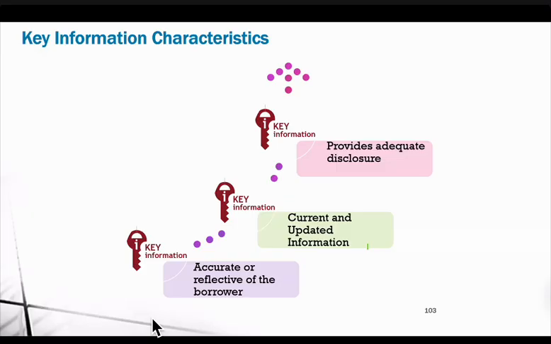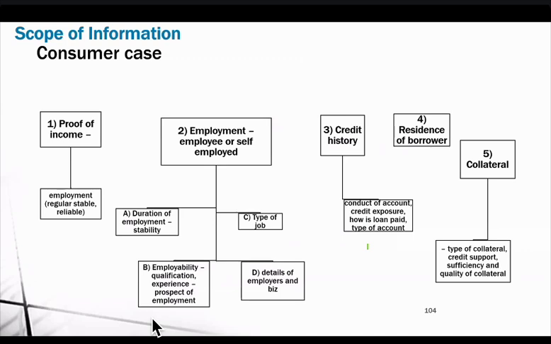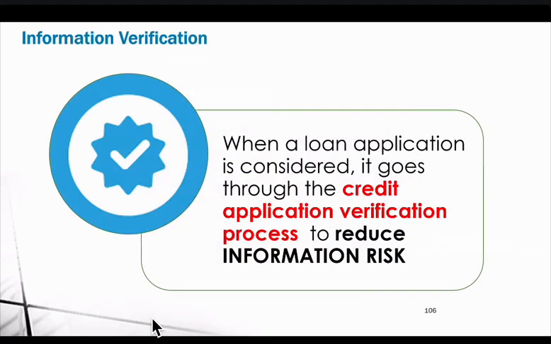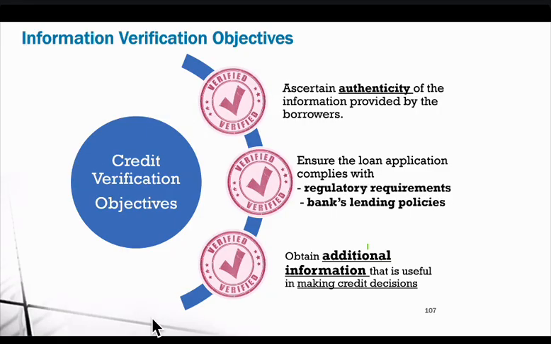This one is where they provide adequate disclosure, current updated information, and make sure it's accurately reflected in terms of key information. This slide here is what information you collect from consumers, and this slide here is what you collect from the business case. Why we verify credit information is that we want to reduce information risk. As an objective, you make sure the information is authentic, the loan application complies with regulatory requirements of bank lending policies, and we might need to get additional information that's useful in making credit decisions.